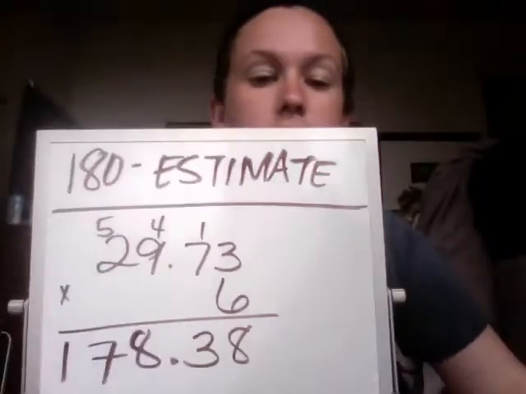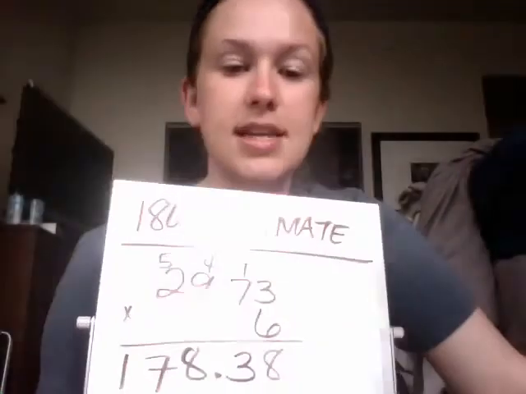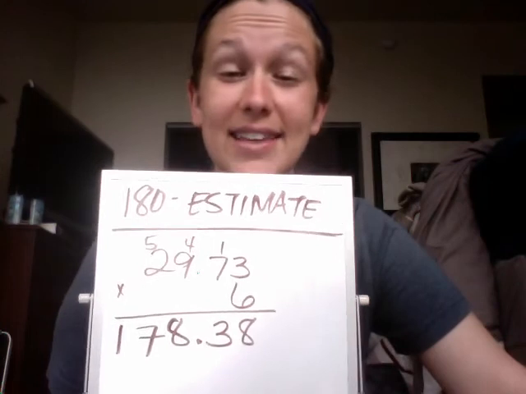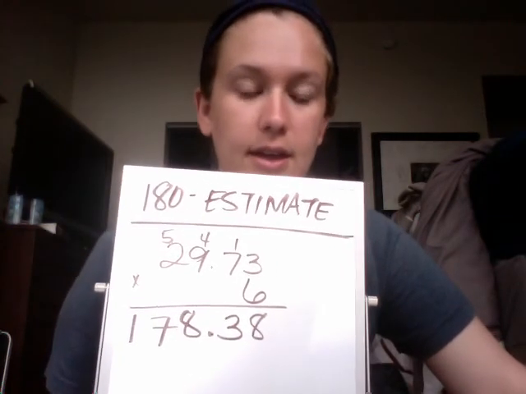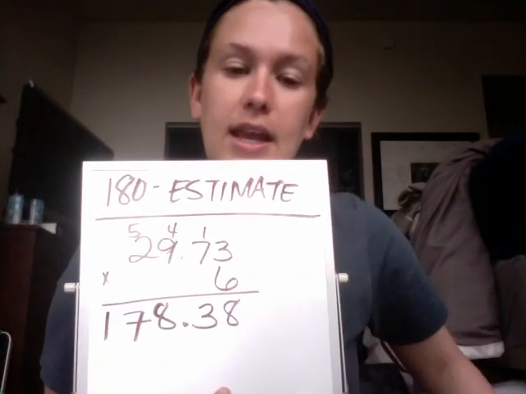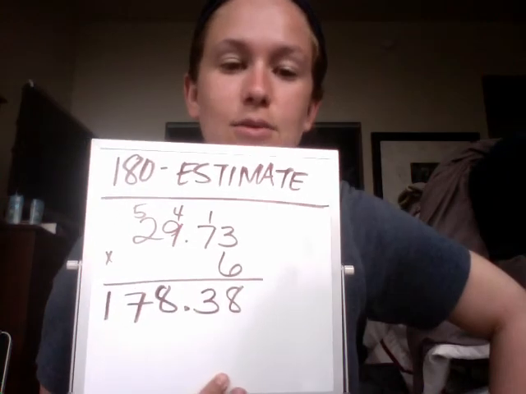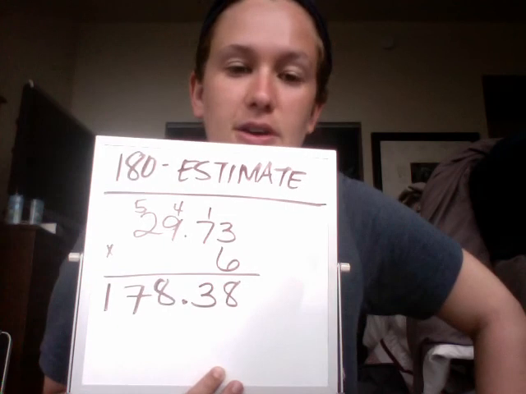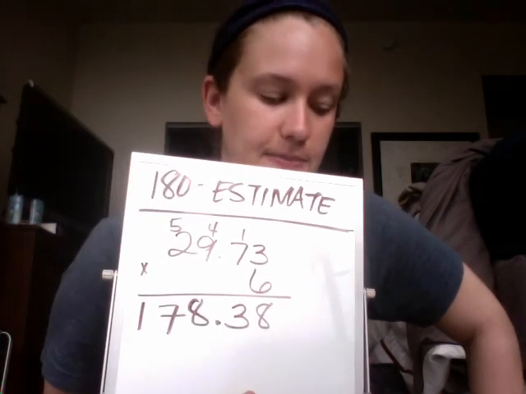Alright, so here I did 6 times 30 in my head. I rounded it to the nearest tens place and got 30. So 180 was my estimate. Then when I did it, I got 178.38, which is pretty darn close.